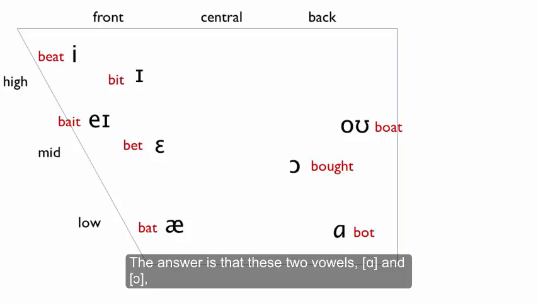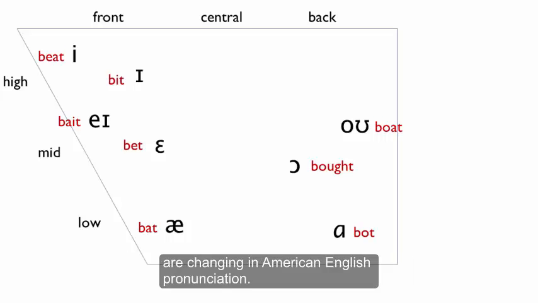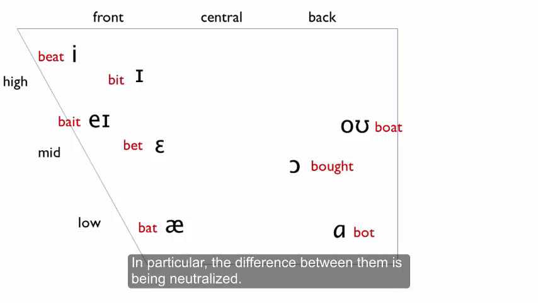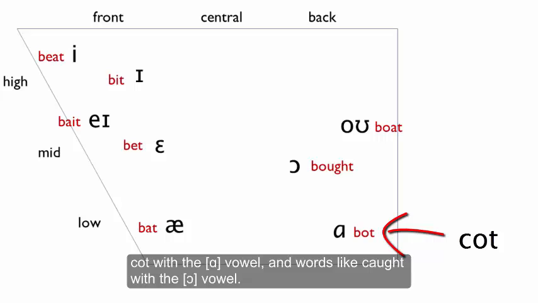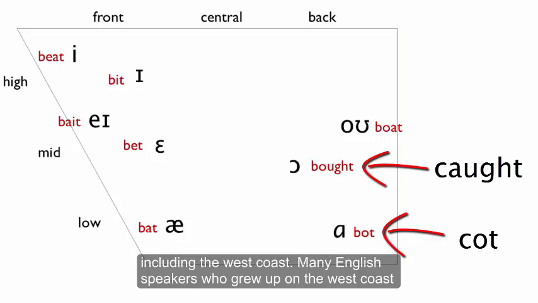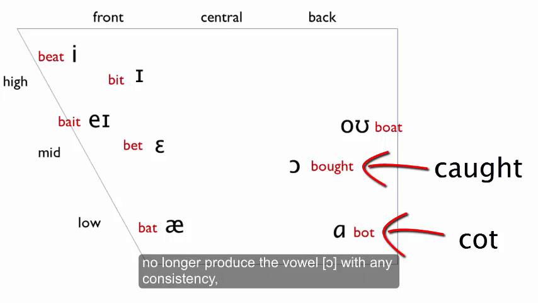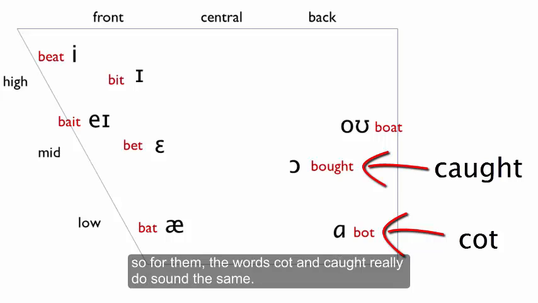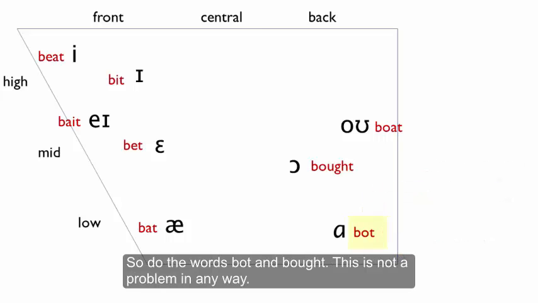The answer is that these two vowels, ah and aw, are changing in American English pronunciation. In particular, the difference between them is being neutralized. In the past, speakers of English consistently produced words like cot with the ah vowel and words like caught with the aw vowel. This is changing, and it's already changed in many parts of the country, including the West Coast. Many speakers who grew up on the West Coast no longer produce the vowel aw with any consistency. So for them, the words cot and caught really do sound the same, and so do the words bot and bought. Now, this is not a problem in any way.